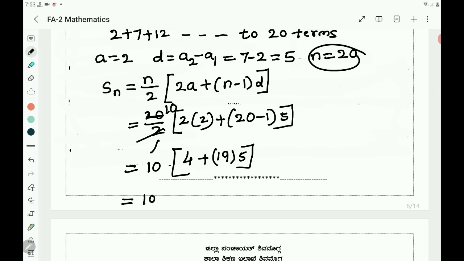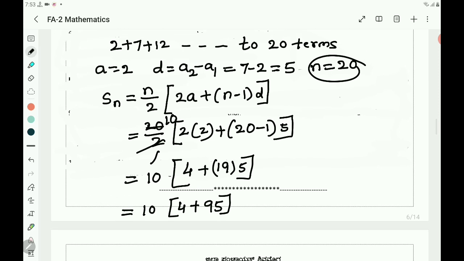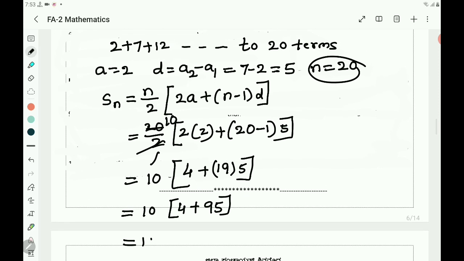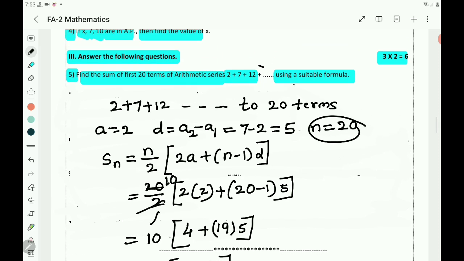equals 10. Write 4 as it is. 4 plus 19 fives are 95. Then 10 into 95 plus 4 is 99. 10 into 99 equals 990. It is the sum of first 20 terms of the arithmetic series 2 plus 7 plus 12 plus so on.